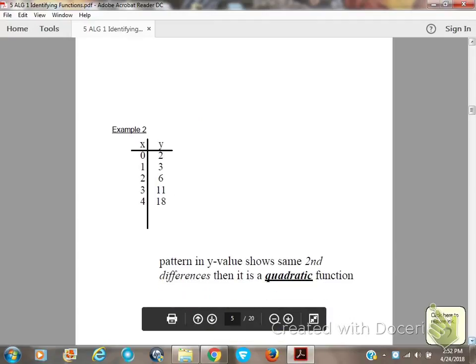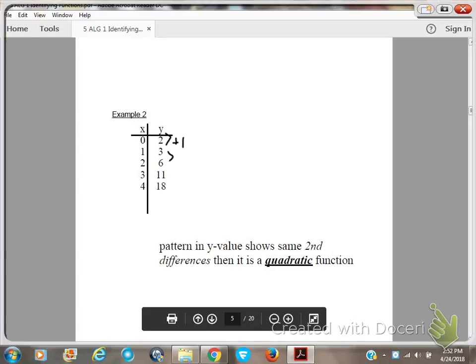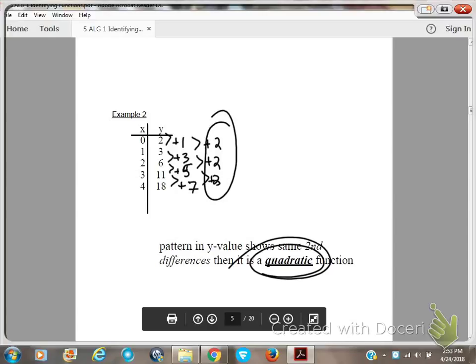On the next table, if you look for the pattern, +1, +3, +5, +7. Okay, that number is not the same at that point, so you do it again. You add 2, add 2, add 2. That time it's the same. So the second time around, you got the same number, which makes it a quadratic function.